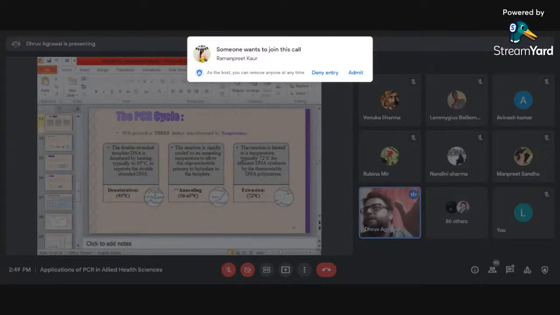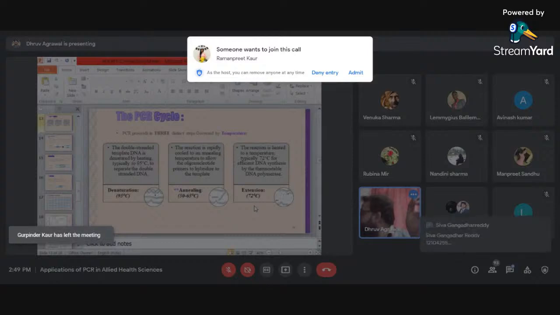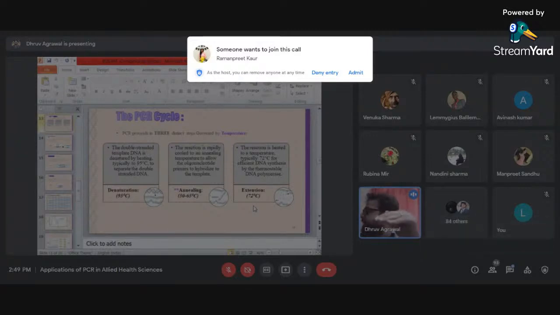Why do we do the extension at 72 degrees Celsius? Yes. Because it is the optimum temperature for the enzyme. Perfect. I hope you understand that all enzymes have a specific temperature for optimum activity. So this 72 has been selected because it is the optimum temperature for the activity of DNA polymerase, the Taq polymerase, right? So that's why this temperature has been selected.